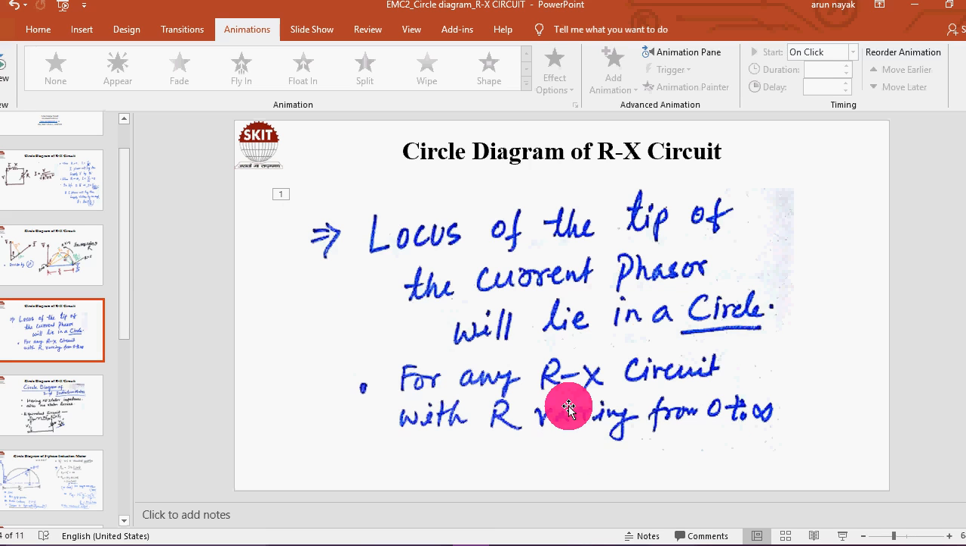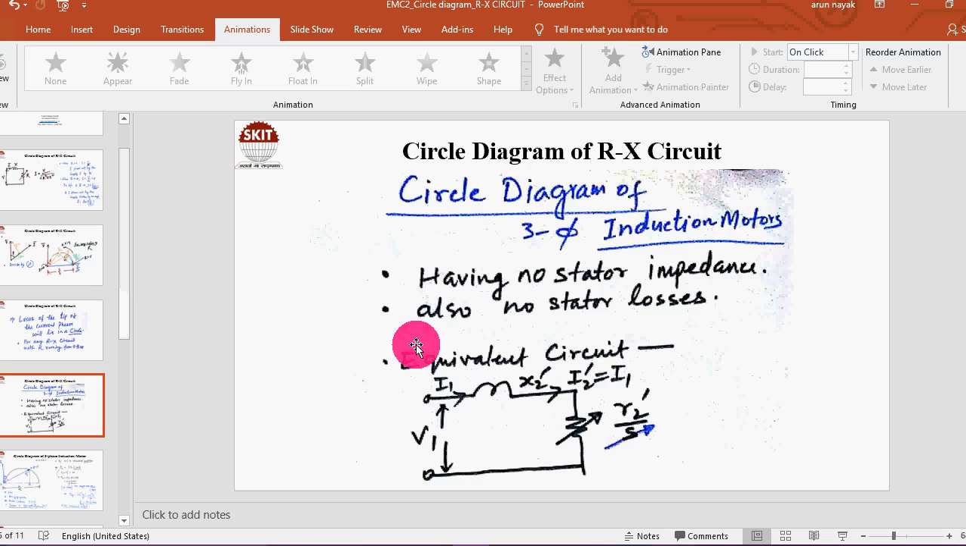So let us compare this discussion with the equivalent circuit diagram of three-phase induction motors. For this, what I have assumed is that the induction motor has no stator impedances, and also there are no stator losses. So the equivalent circuit of this motor reduces to this. The total current drawn by the circuit will be I1, which will be equal to I2 dash.